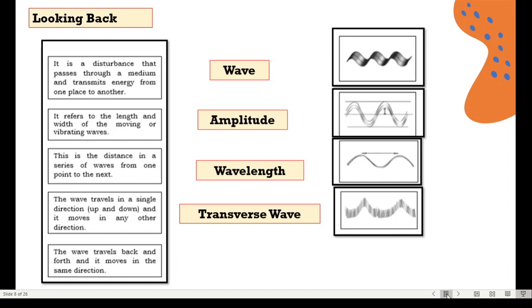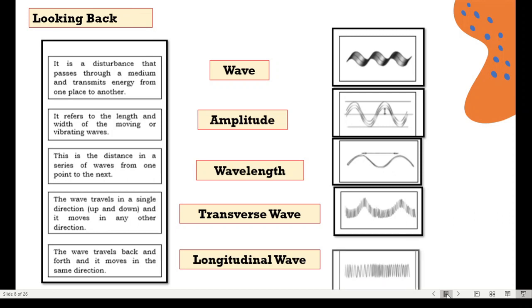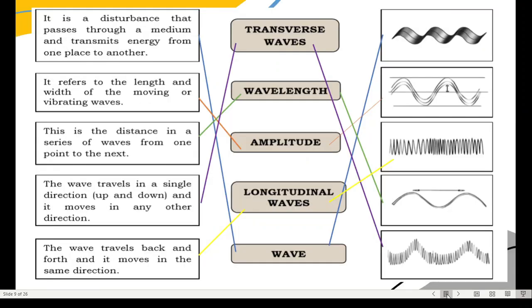the wave travels back and forth and it moves in the same direction. So, that's longitudinal wave. Yun yung may rarefaction and compression. Pag nababatak, rarefaction. Pag nagkukumpulan, compression. Okay? So, this is a longitudinal wave. So, from here, you can now answer and draw lines correctly dun sa dapat nilang term and illustration. Just like this one. Okay?